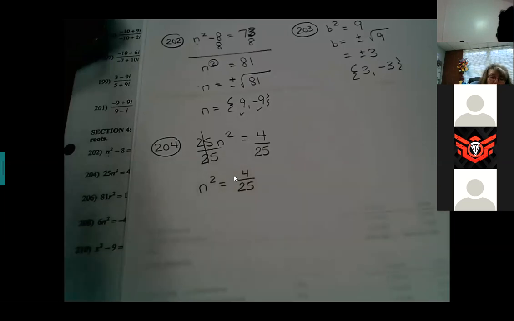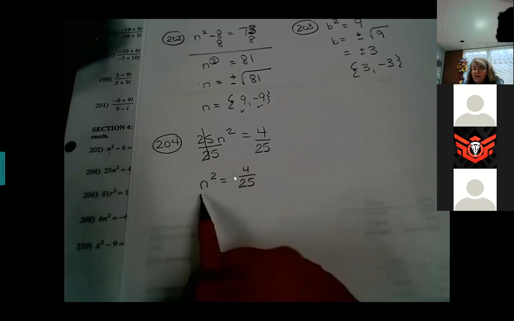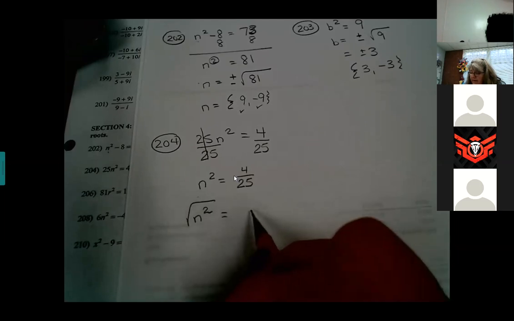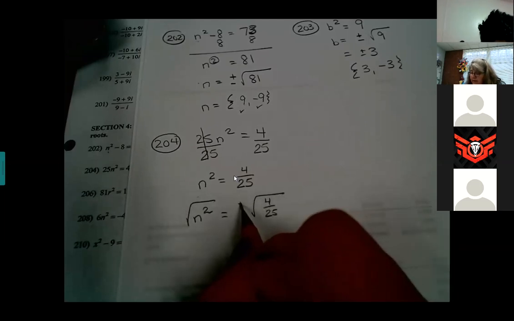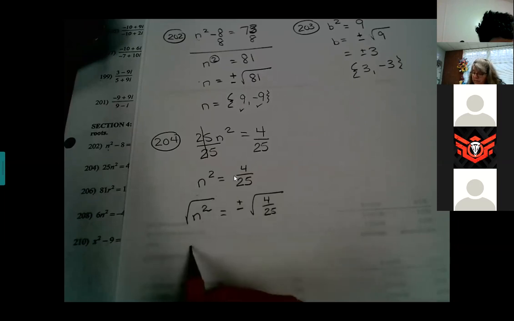Does everyone see that? Yep. Okay. Once the squared thing is by itself, we take the square root of the left and we take the square root of the right, but we remember to put in a plus or a minus. Now, y'all, what's the square root of n squared? Y'all should know that. And N.